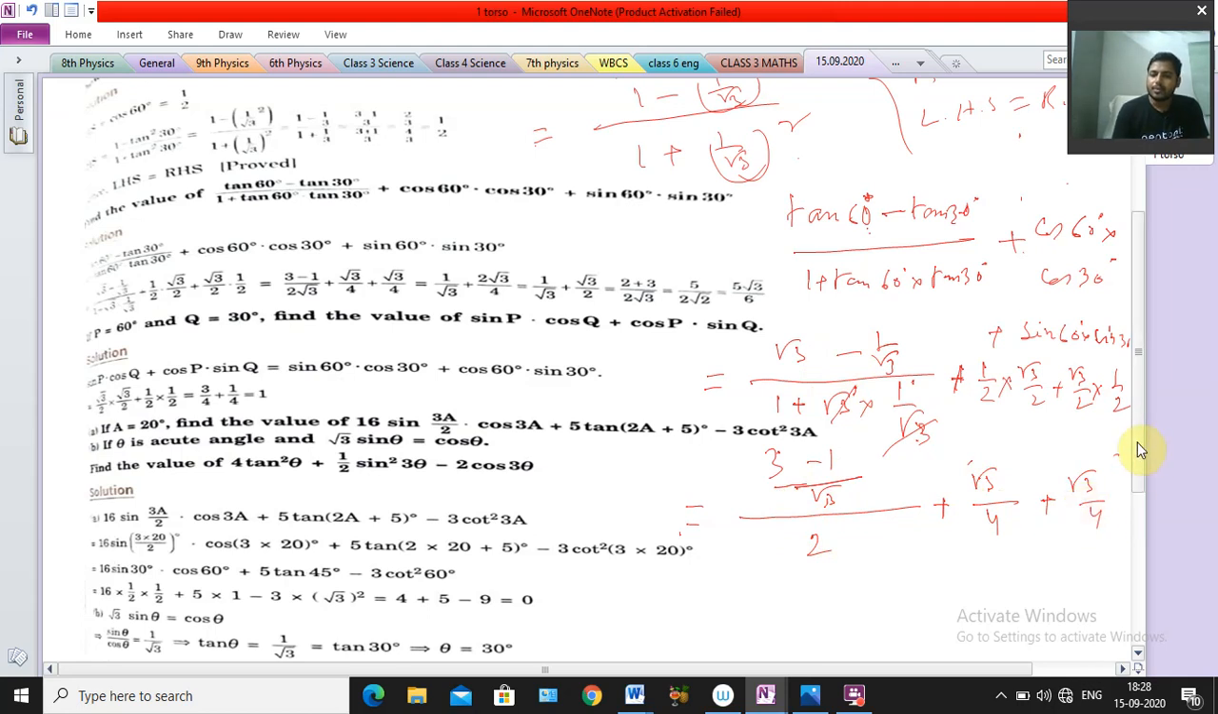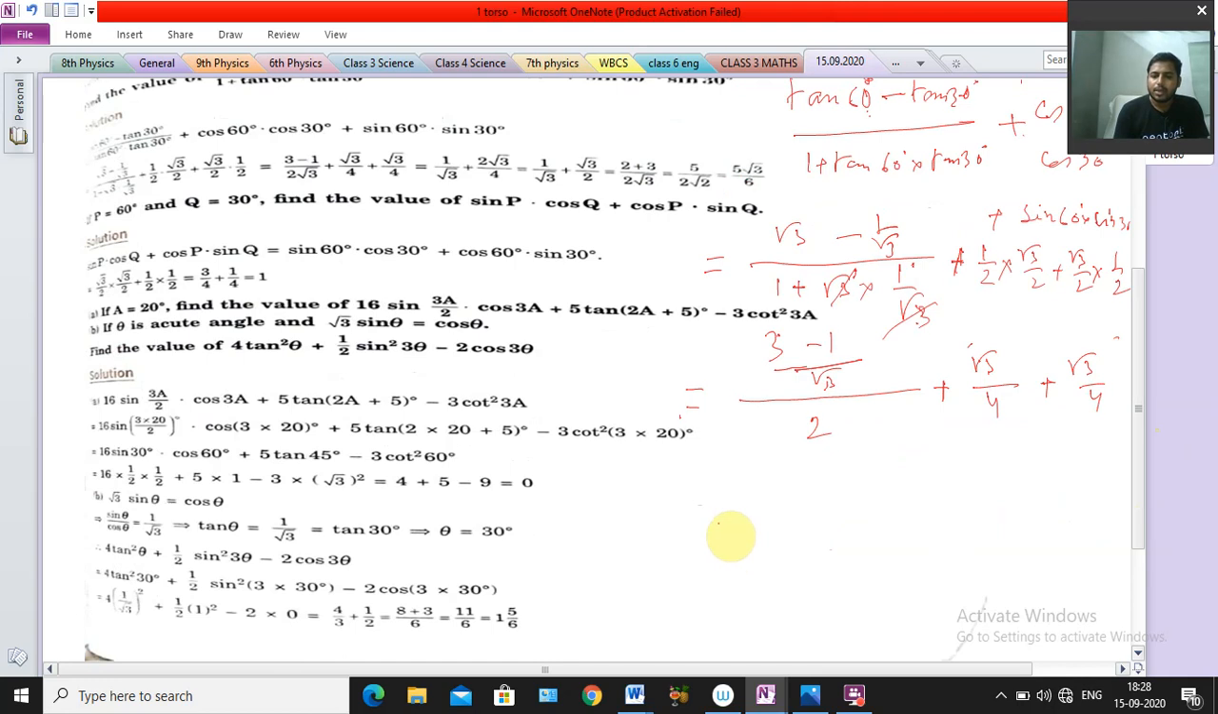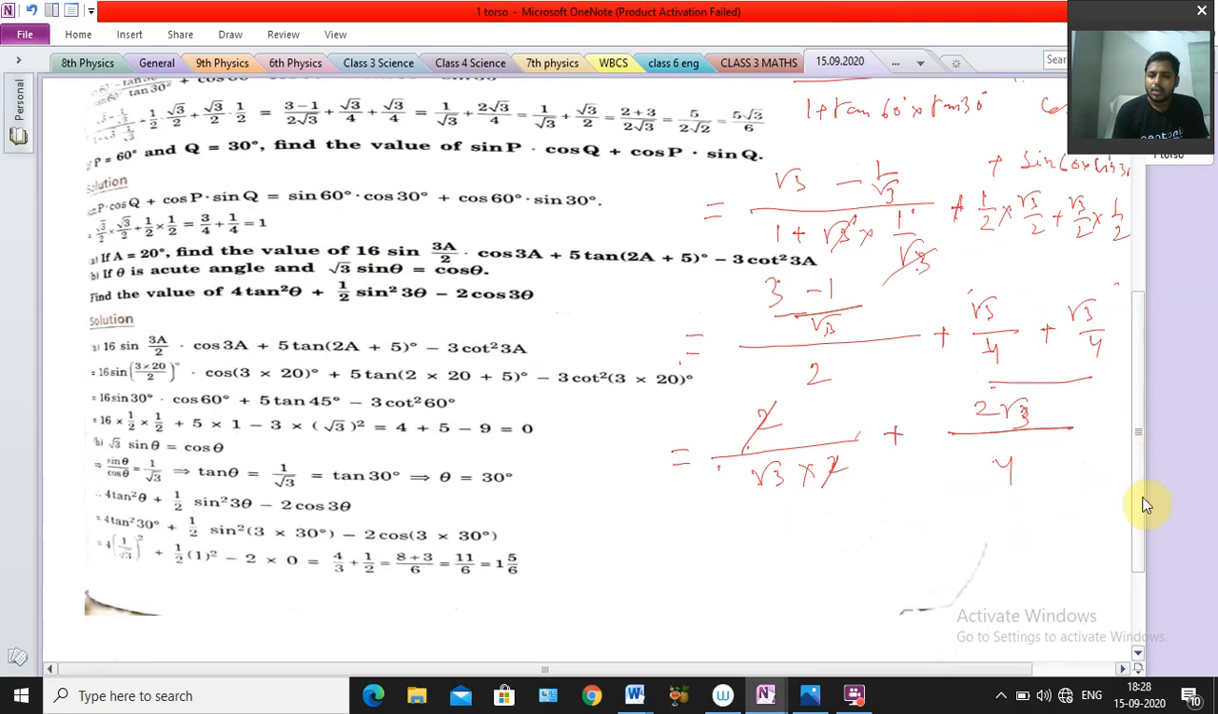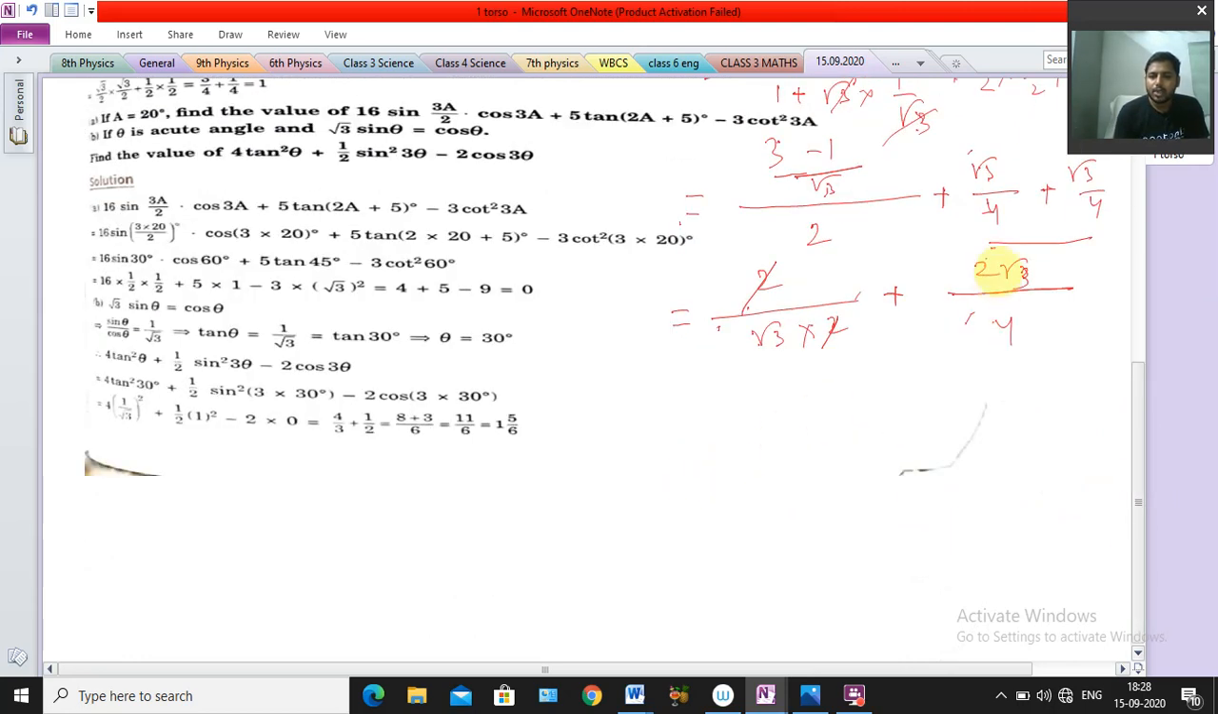Clear? Next, 3 minus 1 means 2, and the root 3 will come in this position in the denominator, and this denominator 2 was there. Plus this portion, sir, denominator 4, that means LCM will be 4, and root 3 plus root 3 will be 2 root 3. Understood? So 2 will be cancelled, and here also 2 and 4 will be cancelled. 2 2s are 4.